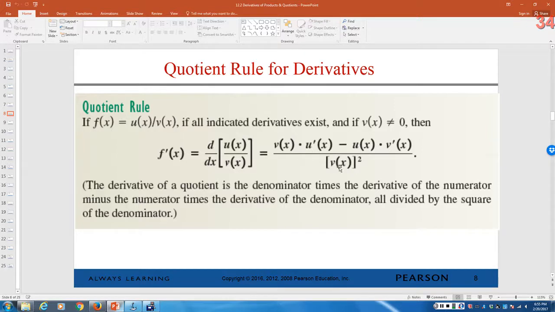I think they call this "ho d hi minus hi d ho over ho squared." Now, I don't know where the "ho" came from, and that's kind of a weird way to remember it, but if you can remember that, it's ho d hi minus hi d ho over ho squared. But I like dn prime minus nd prime over d squared, because numerator and denominator makes more sense to me.